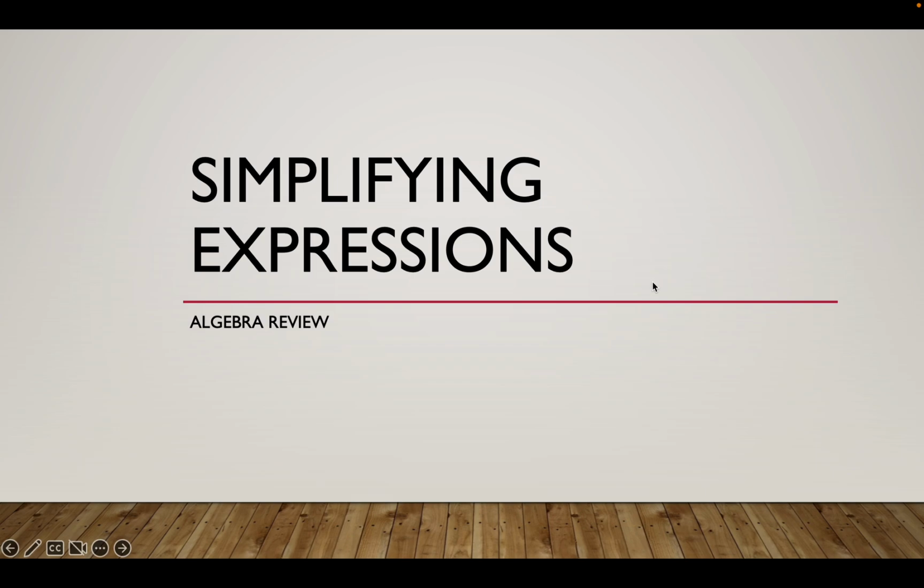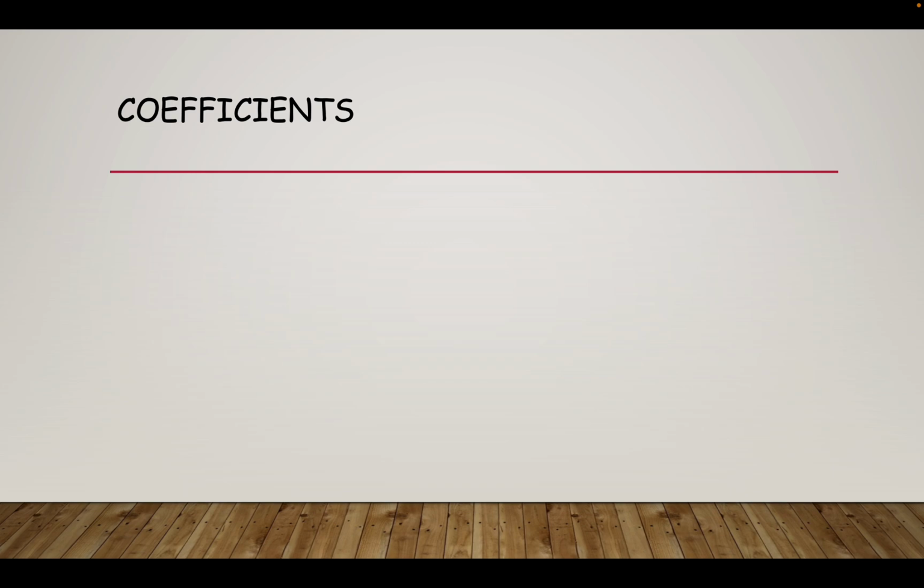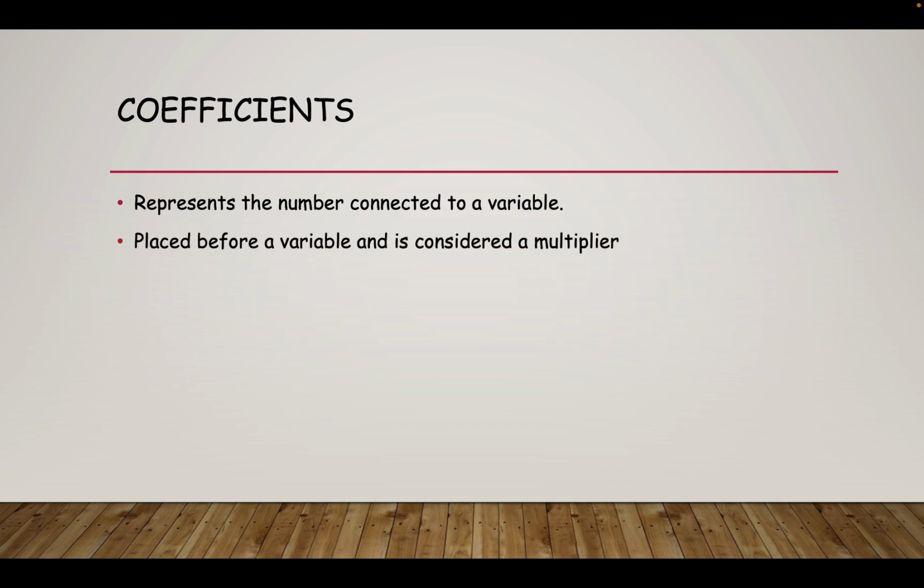Lesson on simplifying expressions. A term that we'll need to identify when simplifying expressions is called a coefficient. A coefficient represents the number connected to a variable. It's typically placed before a variable and is considered a multiplier.